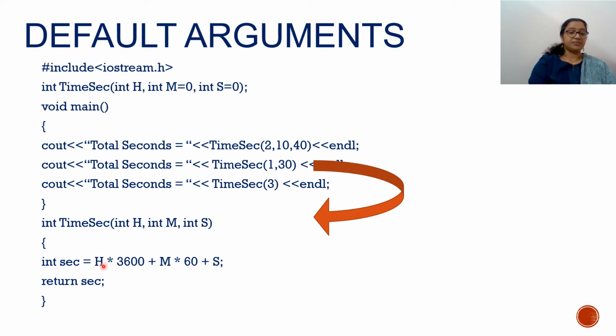So 1 into 3600 plus 30 into 60 plus 0. So that will return to monitor. Understood? Now the next one.